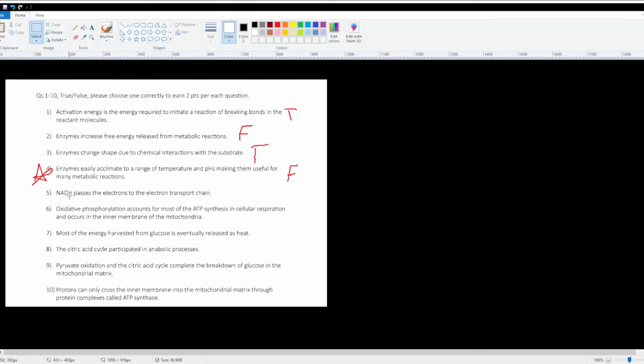number 5 is asking, NADH passes the electrons to the electron transport chain. Once again, I don't like this question because the language is really confusing. So I'm going to put a star next to this one too. The language is really confusing because if we look at the electron transport chain, sorry.